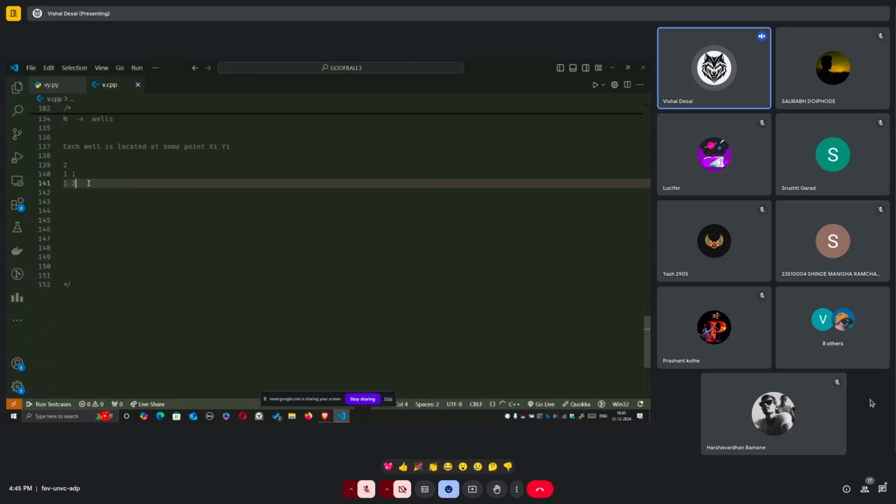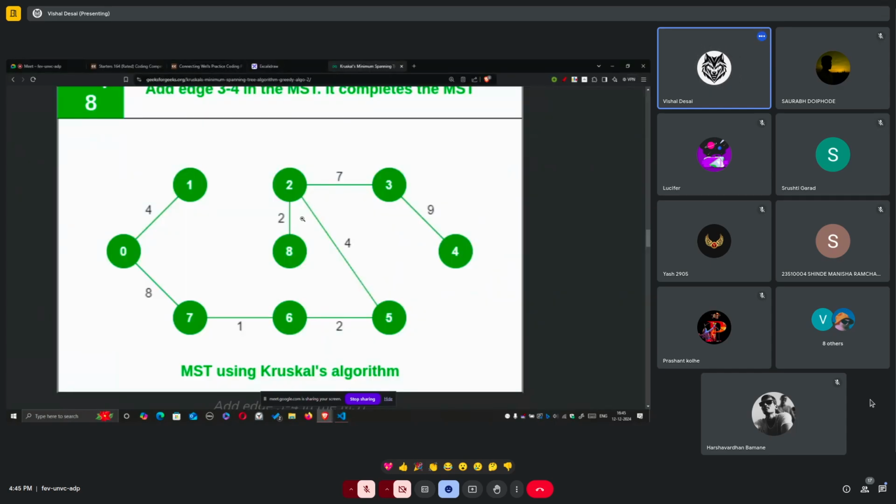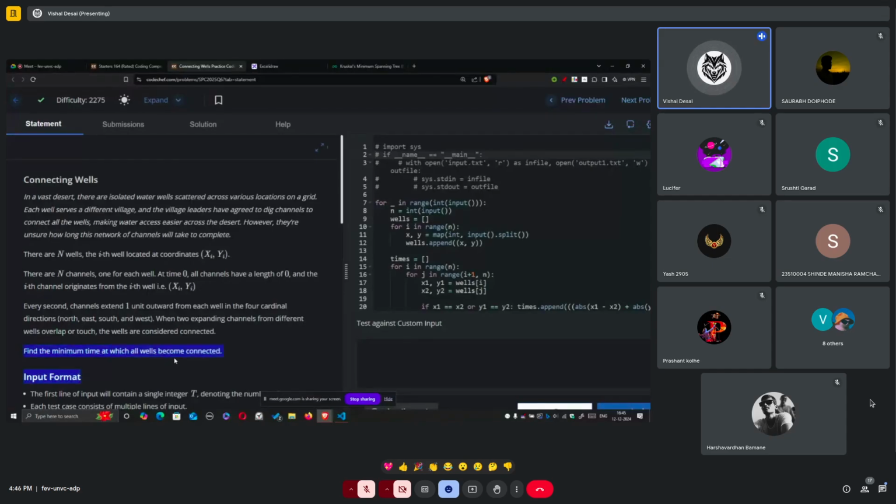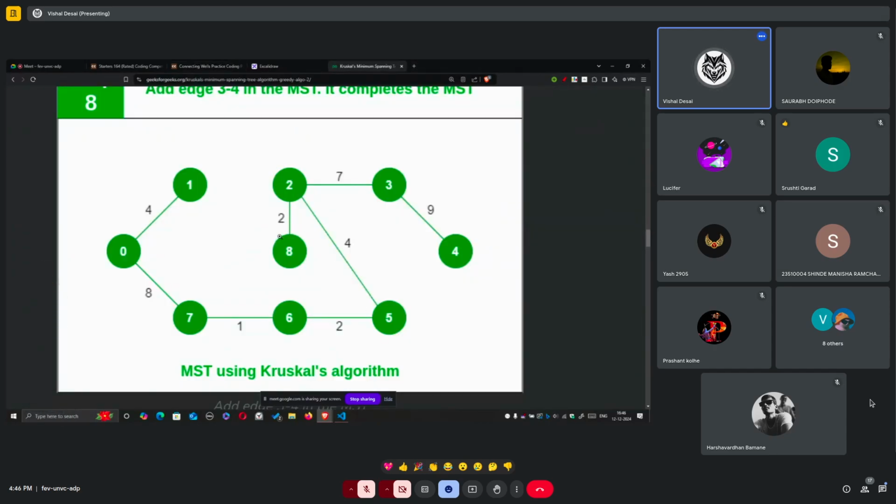And what will be the answer then? What will be the time required to connect these nodes? Consider this one as the question. What will be the answer in this case? Finally, we have to calculate the minimum time at which all wells will become connected, right? So what will be the answer in this case? It is simple. 9. Yes, correct. It will be 9.